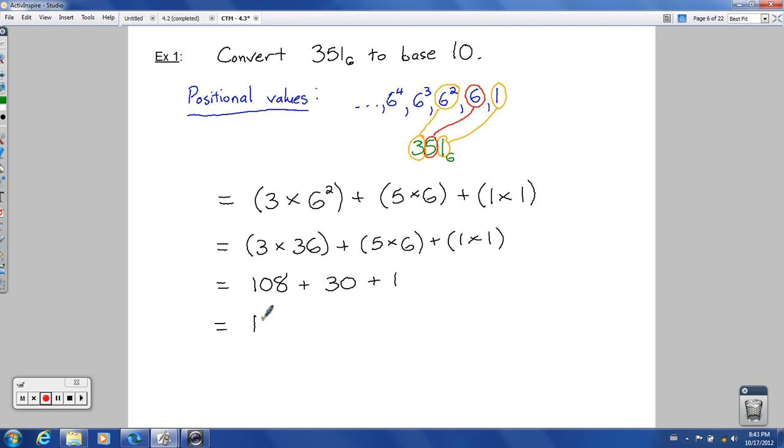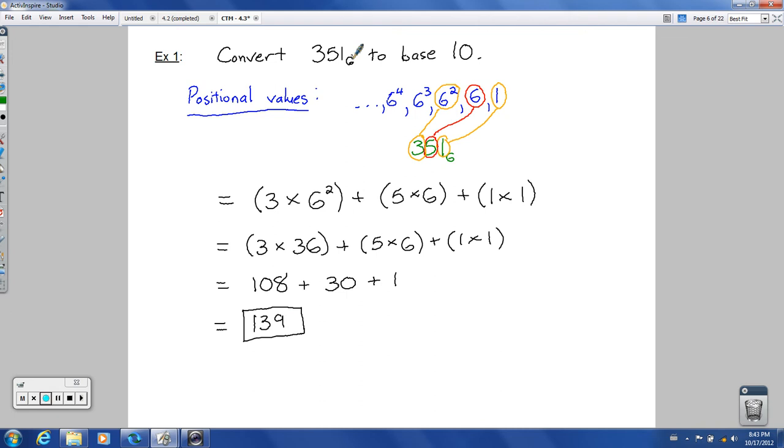Now, you'll notice I didn't write a little 10 here. If it's base 10, we assume that there's kind of an invisible 10 here. If there's no number there, we are assuming that this numeral is in base 10. If it's a subscript number, then we assume that number is the base.